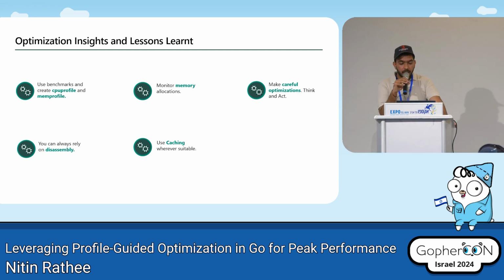The next thing is to make careful optimizations. It is one thing to optimize your code, but it is another thing to make premature optimizations. You do not want to improve the performance of one function or part of code while at the same time affecting another part of your code. So it's really important that you think and act in that sense before making those optimizations.